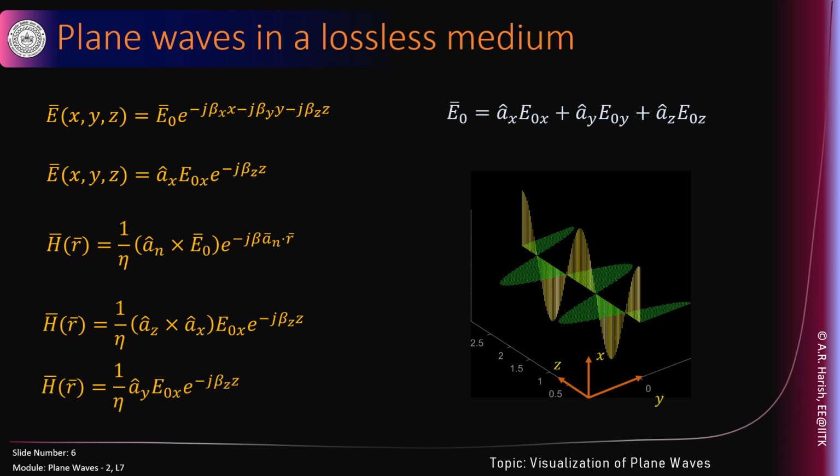And what is eta? Eta represents the intrinsic impedance of that medium. Since it is a lossless medium, eta will be square root of mu upon epsilon, which is purely a real number. Therefore, the electric field and magnetic field are in phase in time. And that's what this picture is also showing.